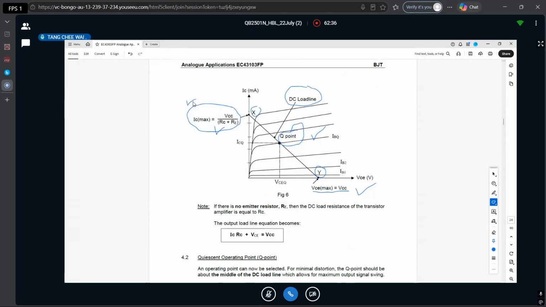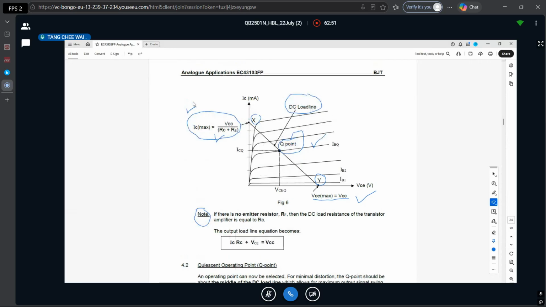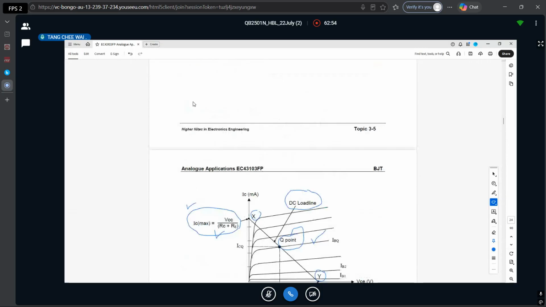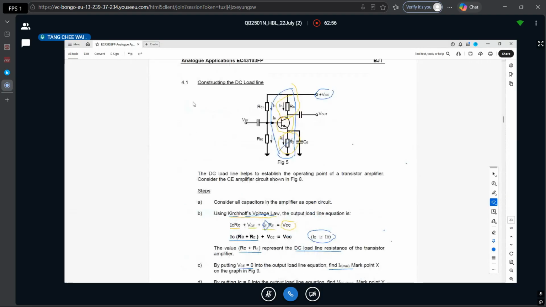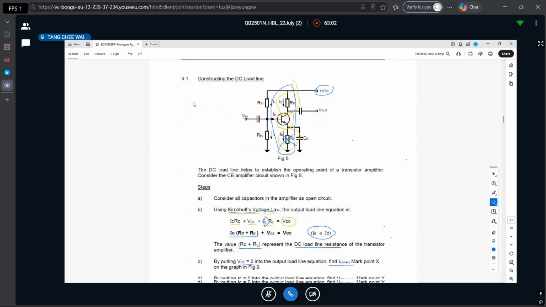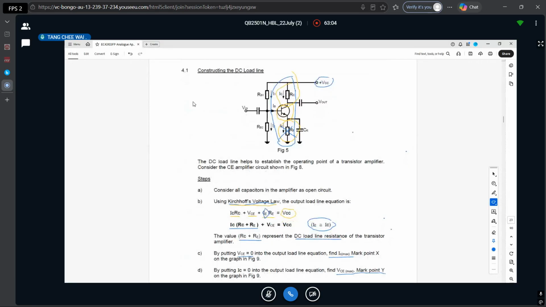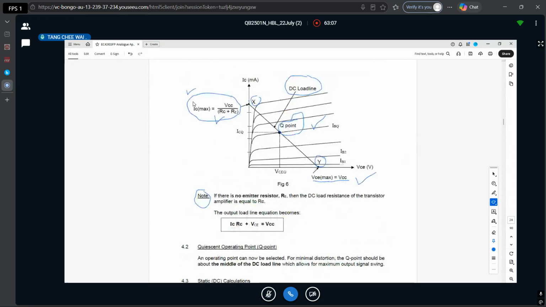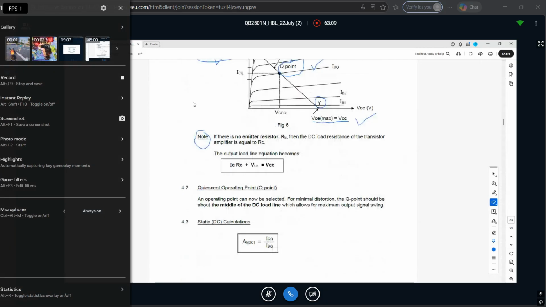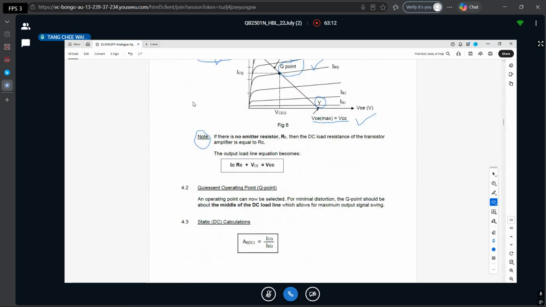Okay, can you all please take note of this also? Something for you to know, also important. It said if there is no emitter resistor, imagine they are talking about this circuit here. Imagine there is no emitter resistor, okay, imagine it's not there. Then now your equation becomes simpler. It becomes ICRC plus VCE equals VCC. Okay, that will be your load line equation.